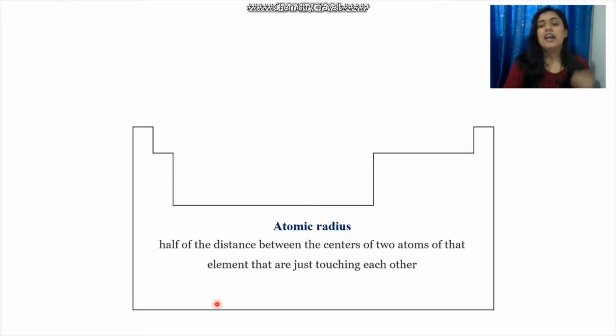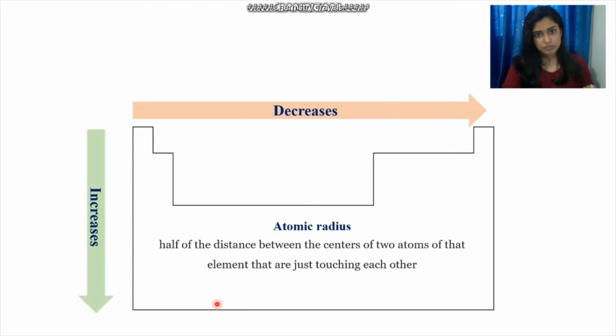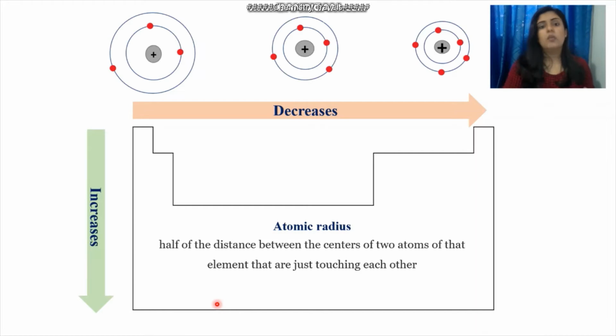Okay. And how does this atomic radius vary? So along a period, if you move from left to right of the periodic table, we can find that this atomic radius decreases. But if you move from top to bottom, that is within a group, the atomic radius increases. Okay, why does it decrease?